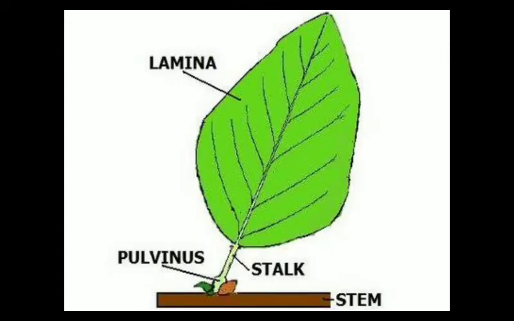In this diagram it will be clear. This green expanded part of the leaf is known as lamina, and it possesses veins and veinlets. These are the veins, and from these veins many further branches arise which are known as veinlets, and this prominent middle vein of the lamina is known as midrib.